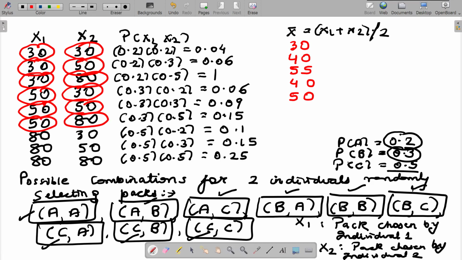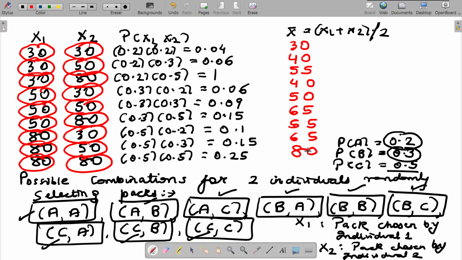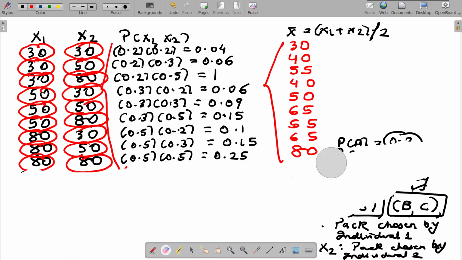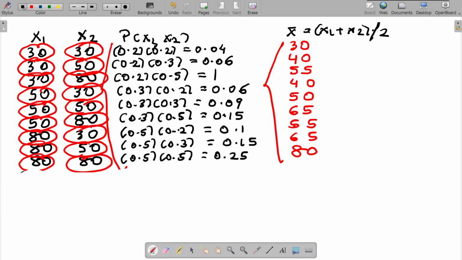50 plus 80, 130 divided by 2, 65. 80 plus 30, 110 divided by 2, 55. 80 plus 50, 130 divided by 2, 65. 80 plus 80, 160 divided by 2, 80. So these are my values of x bar. So we have found out the sampling distribution. We have found out x bar along with the corresponding probabilities. Okay. So if I now work out the sampling distribution of x bar, if I erase all this off, what is the sampling distribution of x bar?